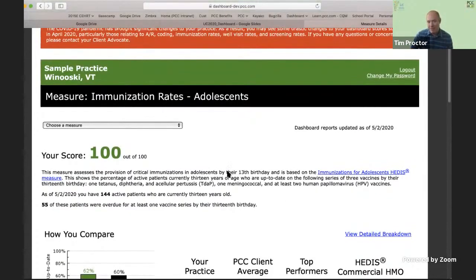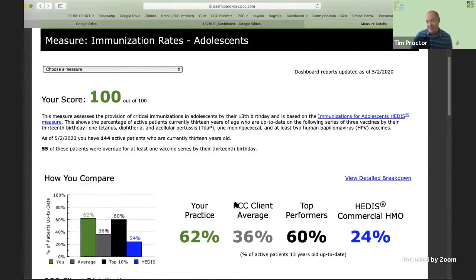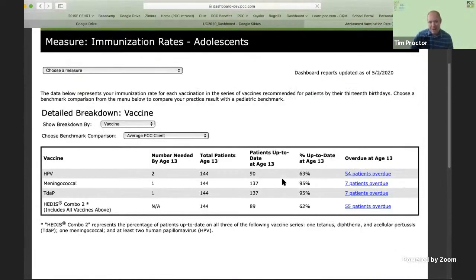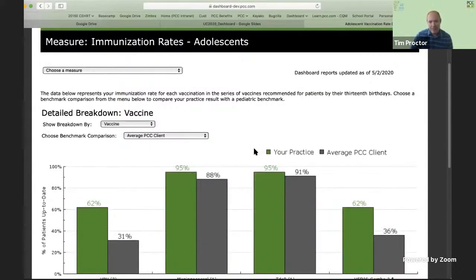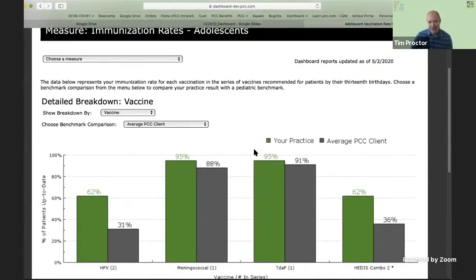I just happened to pull up this immunization rates for adolescents measure as we were talking about vaccine rates. I wanted to point out that this is one that we updated. It's probably a year ago now, or maybe even more. But this is a page where you can get a breakout for adolescents, immunization rates for adolescents.